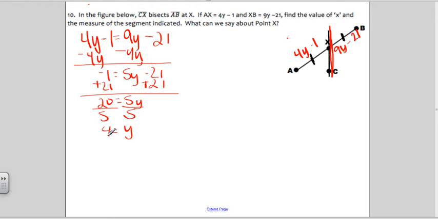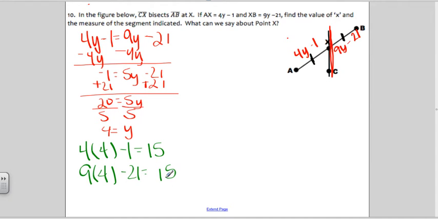So we wanted to find the value of x and the measure of the segments indicated, so I need to plug 4 back in. So I have 4 times my 4 that we found minus 1. That's 4 times 4 is 16, minus 1 is 15. I should get the same thing if I plug into the other expression. 9 times 4 minus 21. Well, 9 times 4 is 36. 36 minus 21 is also 15. So you can see by plugging in that we found that they're equal as well.